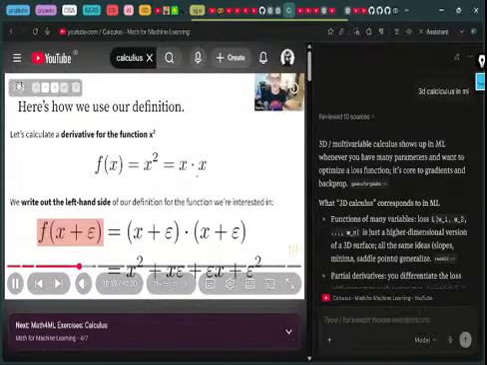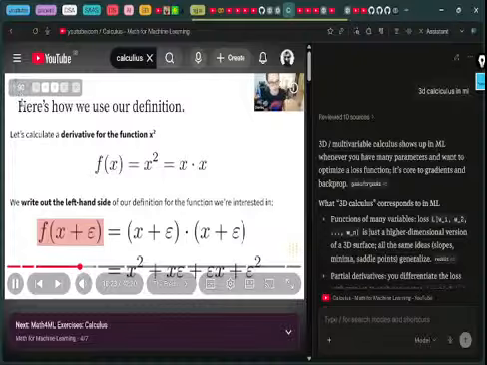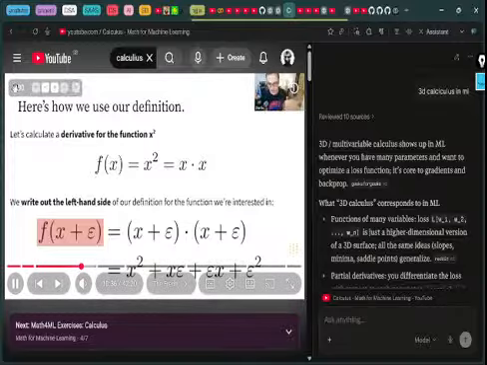What we do is we write out the left-hand side of our definition, f of x plus epsilon, right? So this is saying, okay, what is the value of our function at this other point? And then we just move around our symbols, we play some algebra games until we can get it to look like the right-hand side of our definition. And then all those pieces, we just match them. So let me show you how that works.